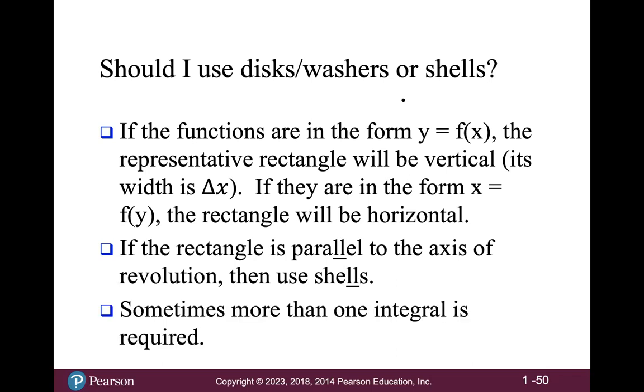And sometimes more than one integral is required. So usually what I'll do is try to find the method that won't require more than one integral. I usually also try to do it so that whatever form the functions come in, I can leave them in that form. For example, if they come y as a function of x, I'm going to try to leave it y as a function of x instead of solving that equation for x and rewriting the equations.